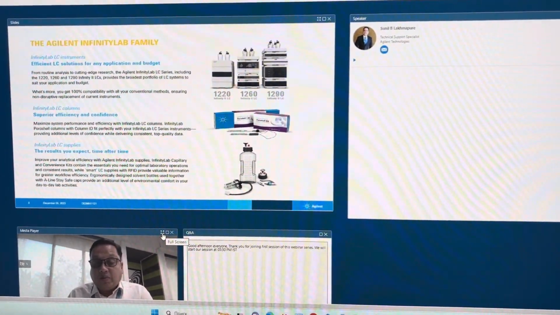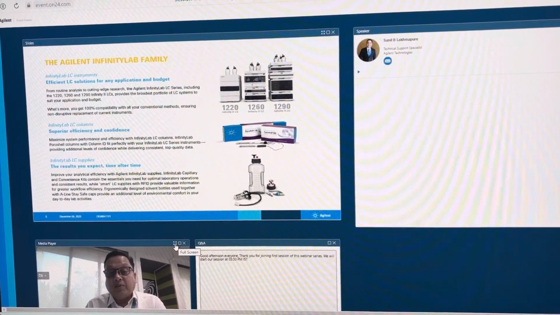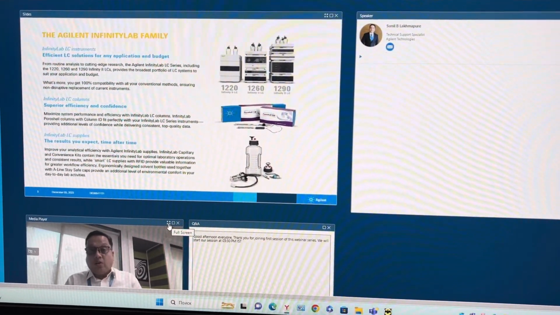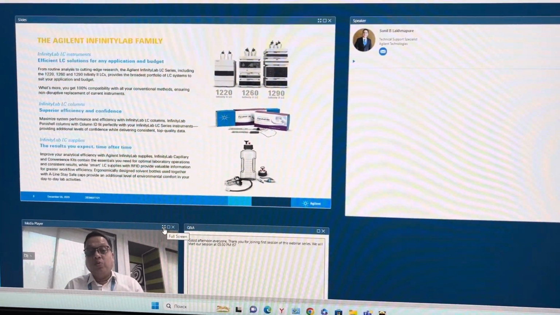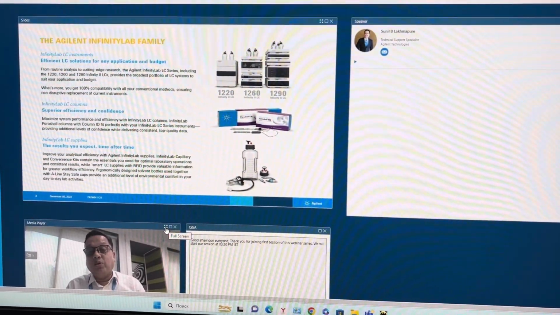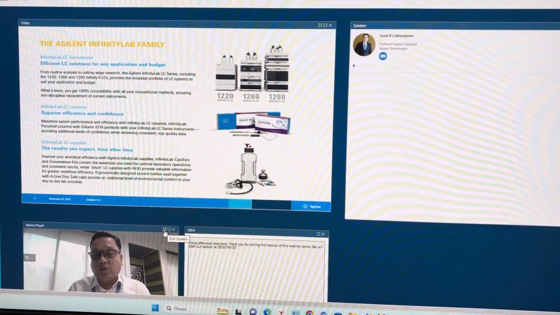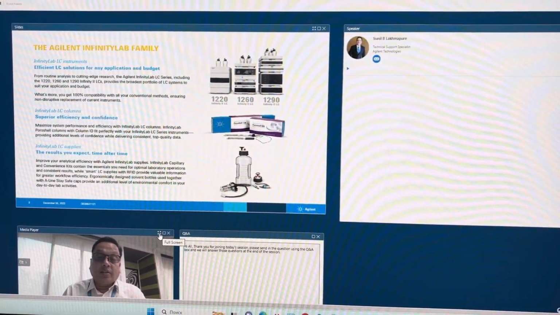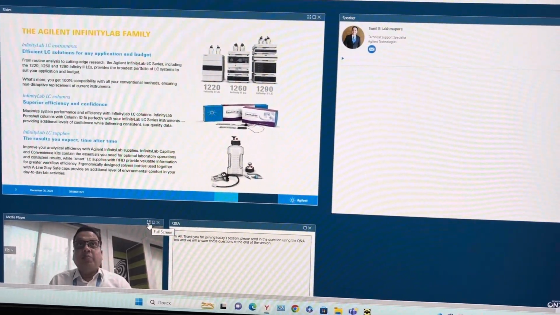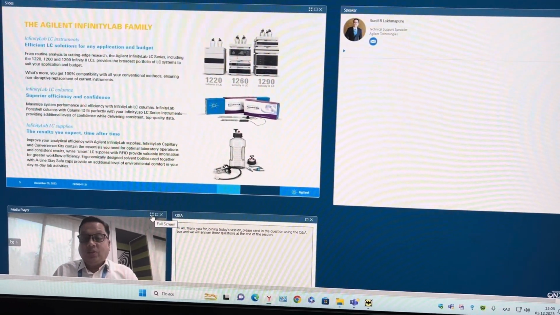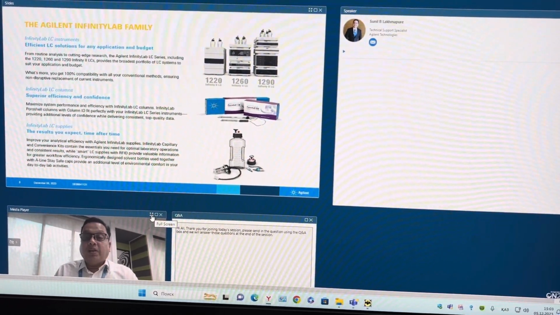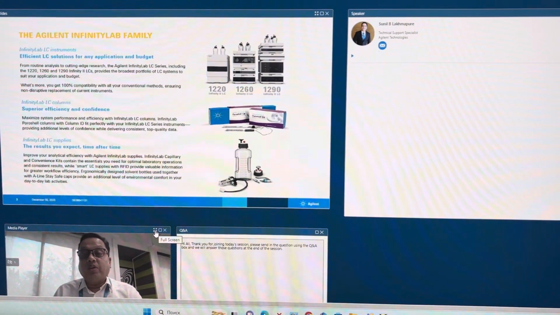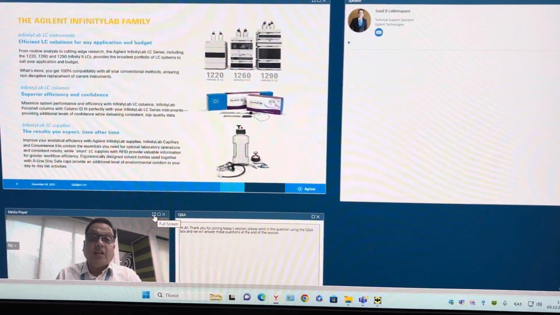All LC supplies related to Infinity Lab are designed and made to work with your instrument seamlessly and to give you a unique experience. It includes our columns, our supplies, our lamps, then our LC bottles and other things. We'll see one by one all these supplies, how they are important, and which components of your supplies come under this Infinity Lab umbrella family.